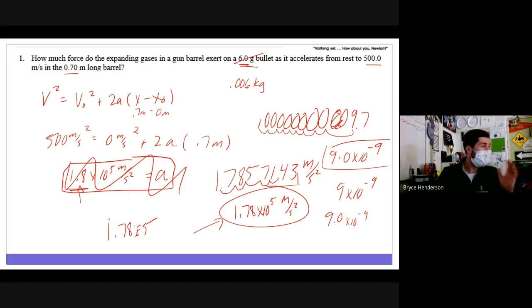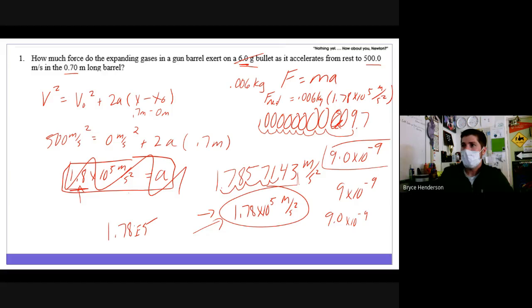Andrew, say how much force. So this is the acceleration, we're not done. How do I get the force, Andrew? Finish this out. Yeah, F equals ma. So we have the mass, 0.006, times the acceleration, 1.78 times 10 to the 5th meters per second squared. Sorry, I was having a math moment. That gives me F net, which is a small number times a big number, still going to give me a pretty big number. You're getting shot, and it's 1,080 newtons.